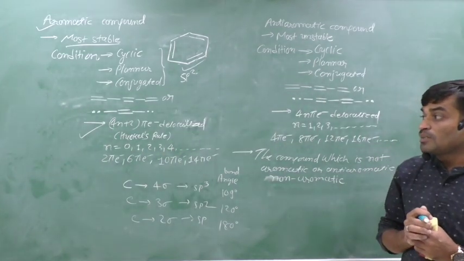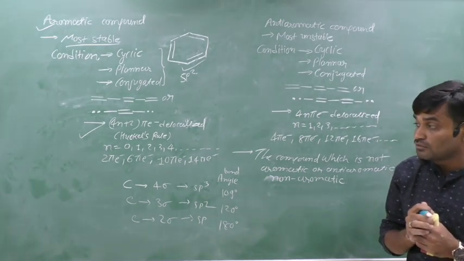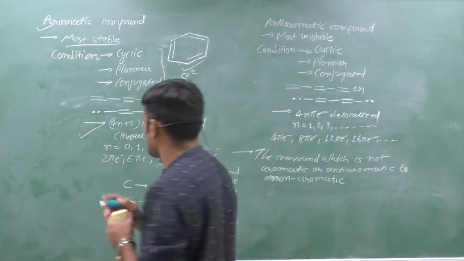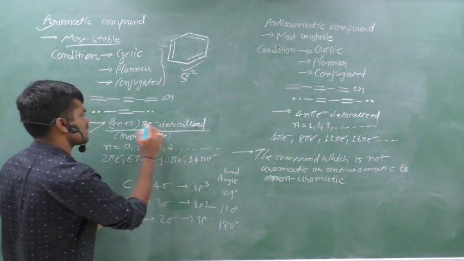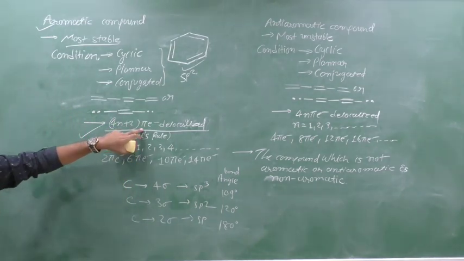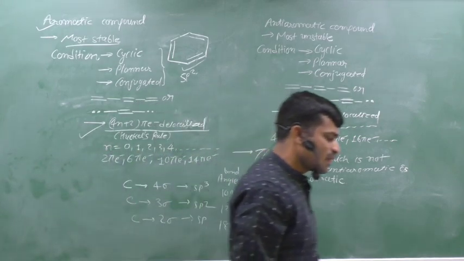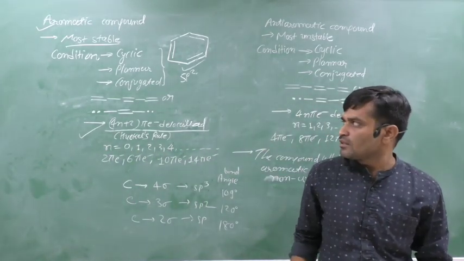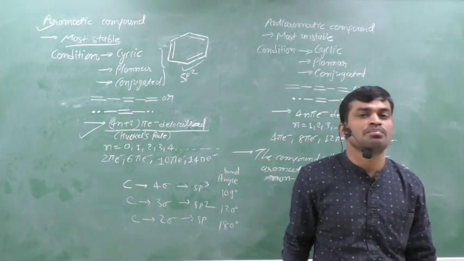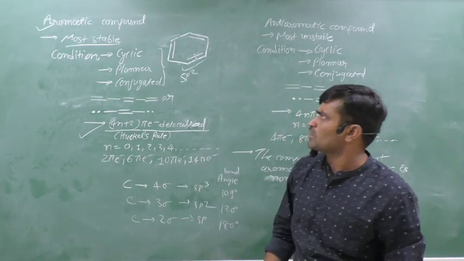If a compound satisfies Huckel's rule, then the compound becomes aromatic. And Huckel's rule for an aromatic compound is 4n plus 2 pi delocalized electrons. Delocalized electron means the electron which is not stable at a certain particular position in the compound. Suppose this pi bond contains electrons.